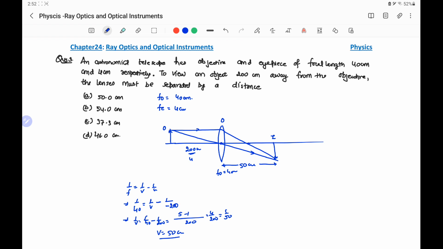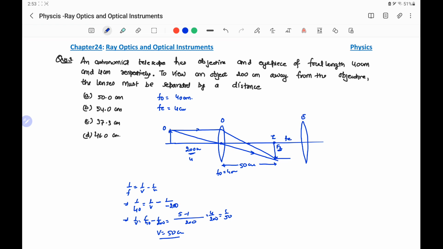Now for normal vision, the eyepiece is kept such that the image is formed at the first focus of the eyepiece. This is the eyepiece E, and F2 is its first focus. So this distance is Fe, that is the focal length.